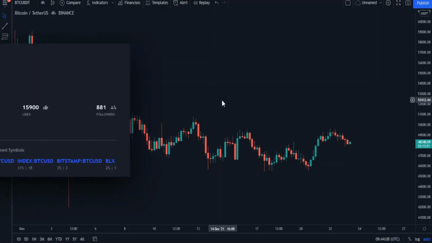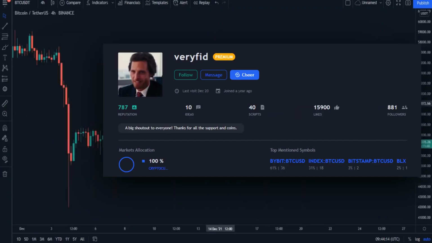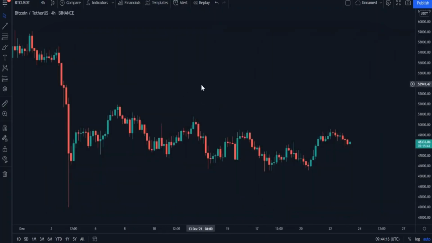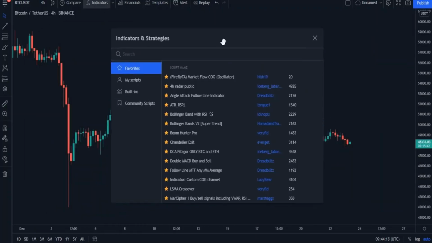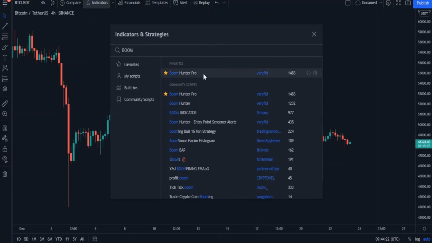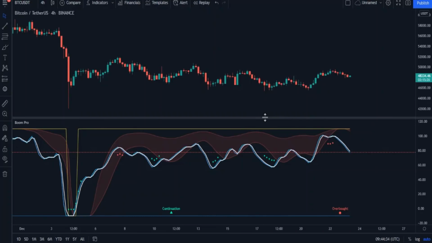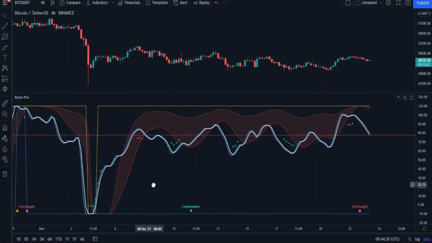First, let me thank the creator of this indicator for his wonderful effort, and let's take a peek at his profile as well. Okay, let's open the indicators box. In the search field, type boom. Then choose the first one, which was created by verified. Okay, this is the indicator that we are going to talk about.